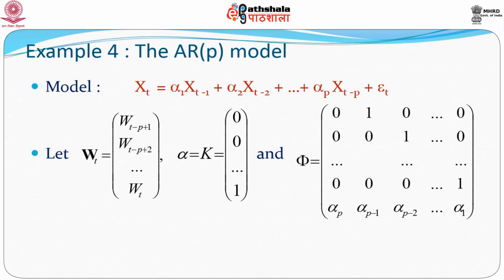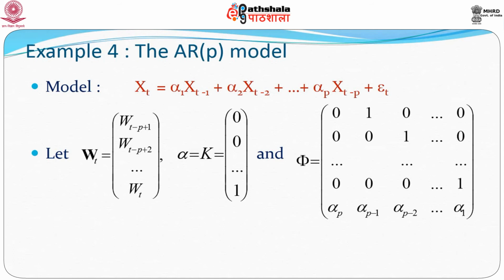Now, having done this, we define phi as follows. So, if you look at phi, the last row has all the AR parameters. The first column, barring the last row, is 0, and barring the last row, the other columns give us the identity matrix. Now, if you write phi this way, it is easy to see that xt can be written as alpha prime Wt, because if you multiply Wt by alpha prime, then it just picks up the last element, which is xt, and hence we get this. And also, we can write Wt is equal to phi Wt-1 plus k epsilon t.